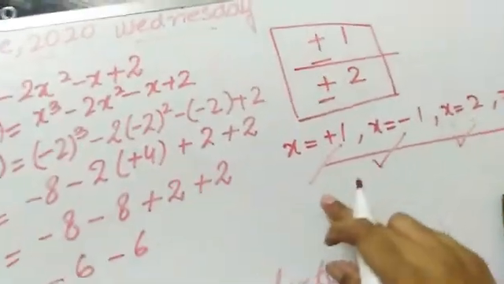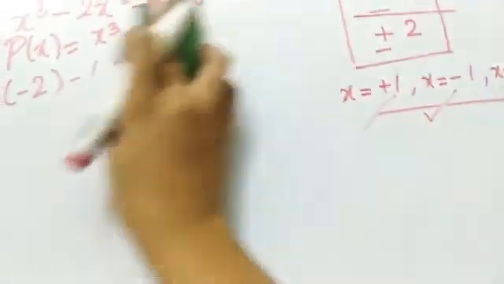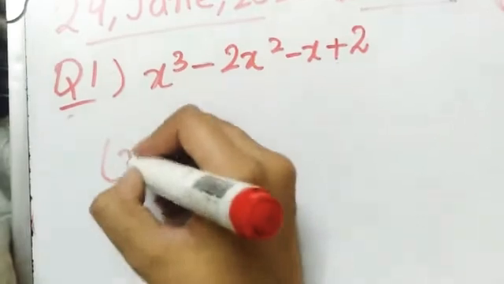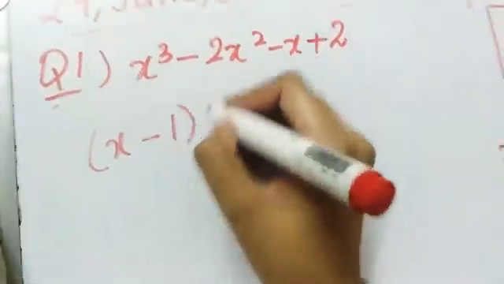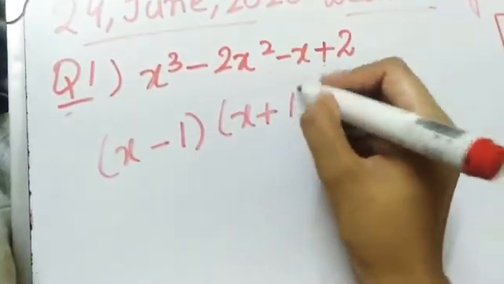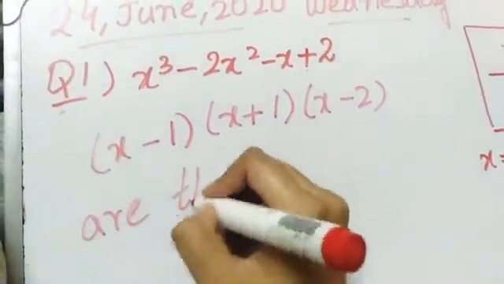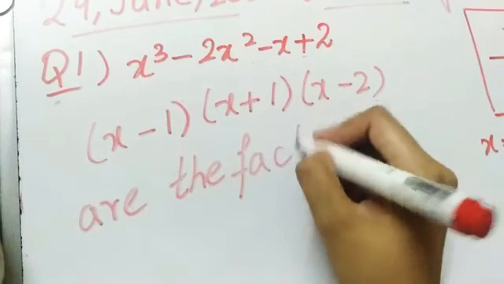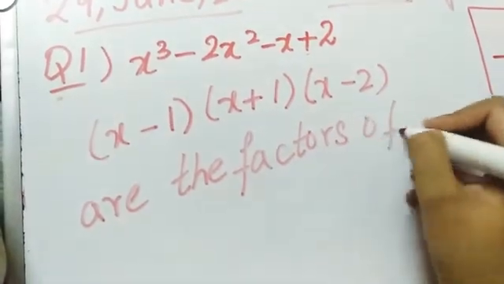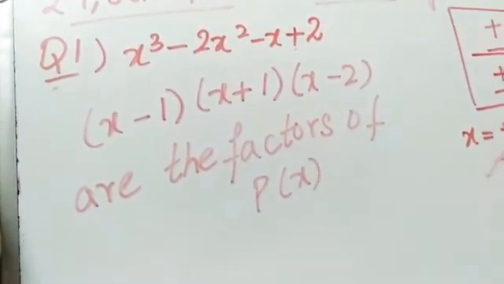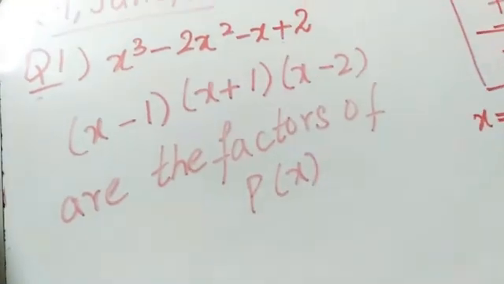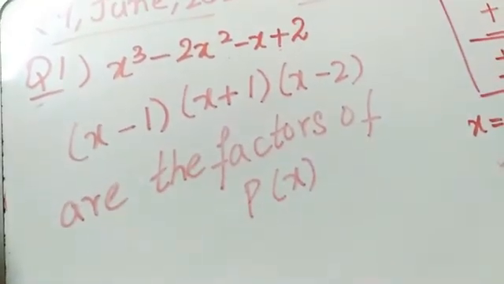So what are the factors of p of x? x minus 1, x plus 1 and x minus 2 are the factors of p of x. So this is the complete solution for question number 1.